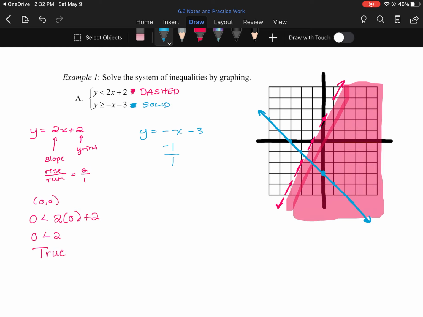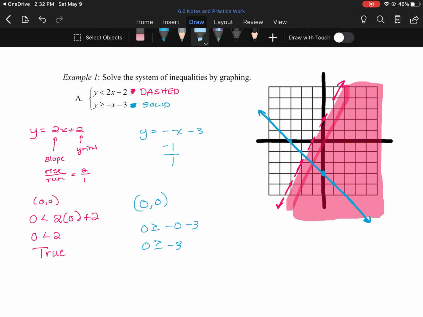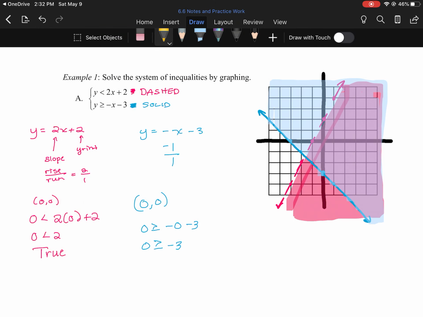Now again, we have to pick a test point. So I'm going to use 0, 0. 0 is greater than or equal to -0 minus 3. So 0 is greater than or equal to -3. That is true. 0 is bigger than -3. We'll go with that blue color. So that means I need to shade the top side.